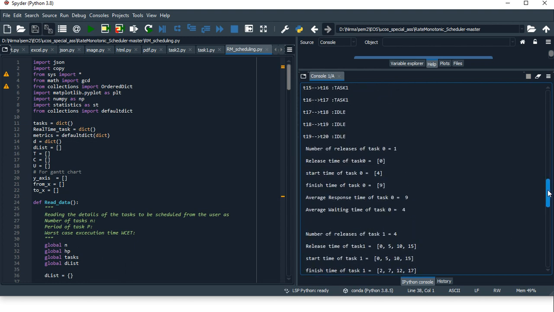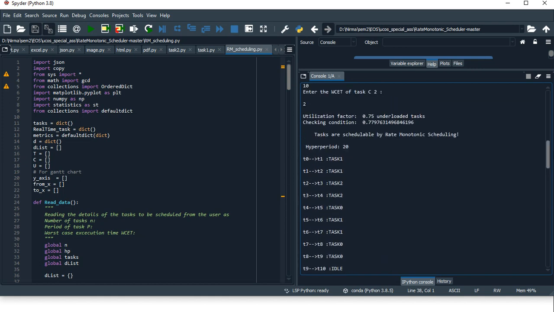We can check that here. What is the condition? The checking condition is 0.77 and utilization is 0.75. Since the utilization factor is less than the checking condition, our algorithm is schedulable by the rate monotonic scheduling. So this basically shows the interval in which the task can be scheduled, in which task is running at which interval. So this is the thing.